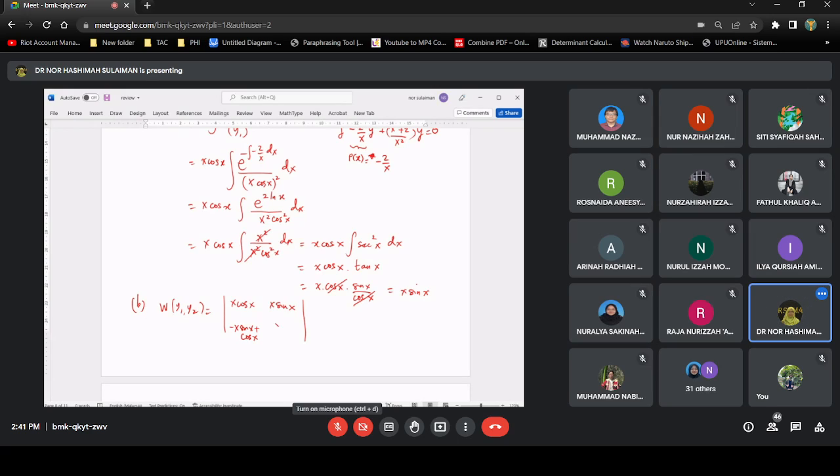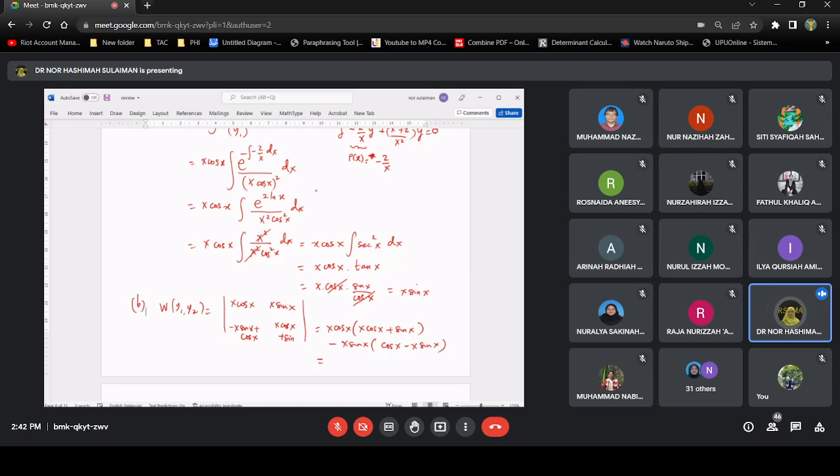Betul. Apa tu? Dapat apa ni? Biarkan X, bezakan sin dapat cos, biarkan sin, so dapat plus sin macam tu kan? Betul tak? So you darab silang, you cross multiply, you have X cos X, multiply the whole thing with X cos X plus sin X, minus X sin X, multiply by cos X minus X sin X.